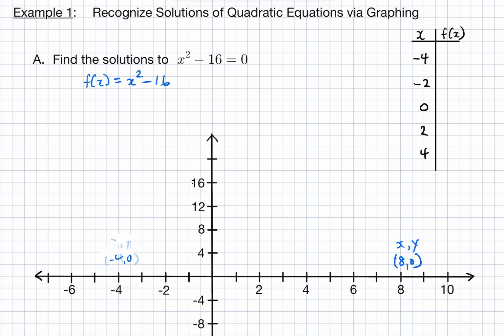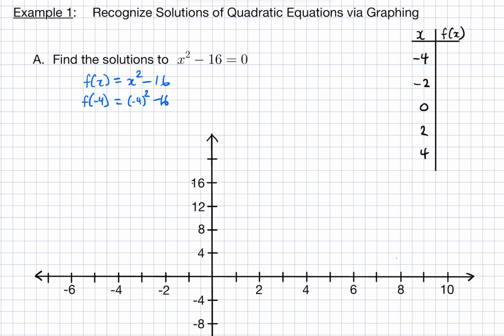So let me go ahead and delete this to get that out of the way. And let's go through the steps here. So let's say we're going to take -4 and we're going to plug it into this equation. Well, -4 squared is equal to 16. So I'm going to say f of -4 is going to be equal to -4 squared minus 16.